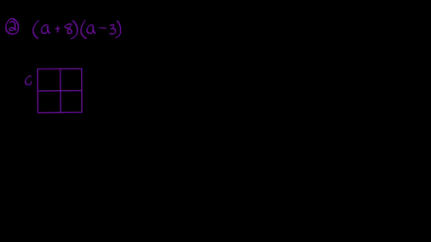For box method, we put our terms on the outside. And then we go ahead and multiply our boxes. A times A, A times -3, A times 8, and 8 times -3. Now we have to combine our like terms again, making sure we watch our negatives. So we have A squared, 8A, and -3A, and -24.